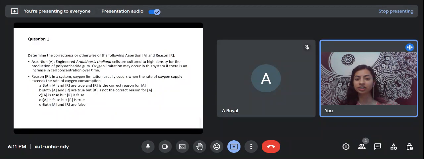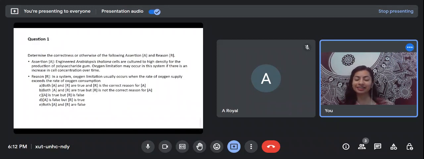The assertion that we're making is: engineered Arabidopsis thaliana cells, a kind of model plant cell, are cultured to high density for production of polysaccharide gum. Oxygen limitation may occur in the system if there is an increase in cell concentration over time. The reason that they have given is: in a system, oxygen limitation usually occurs when the rate of oxygen supply exceeds the rate of oxygen consumption. What do you think the answer is? Are the reason and the assertion correct?